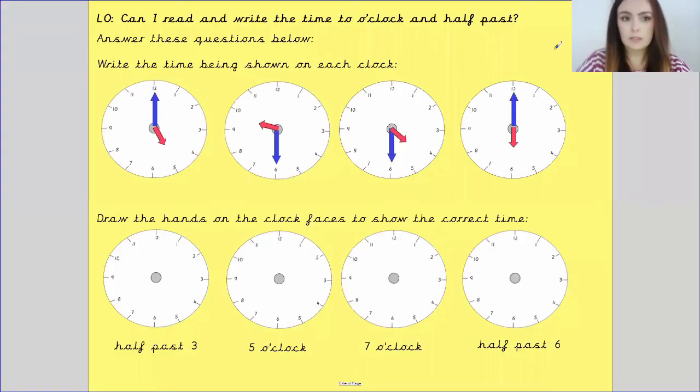Here is your task. On the first set of questions, you need to write the time that is being shown on each clock. Have a look at where each long hand and short hand is pointing to help you with your answers. On the second set of questions, you need to be drawing the long hand and the short hand onto the clock faces to show the times below.